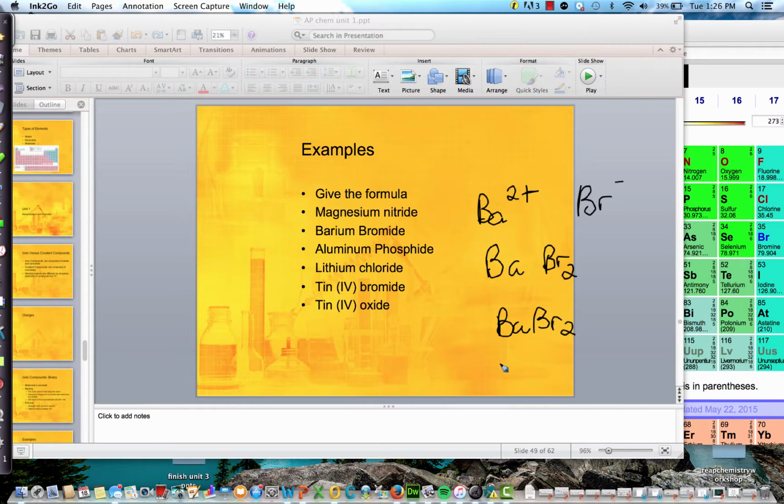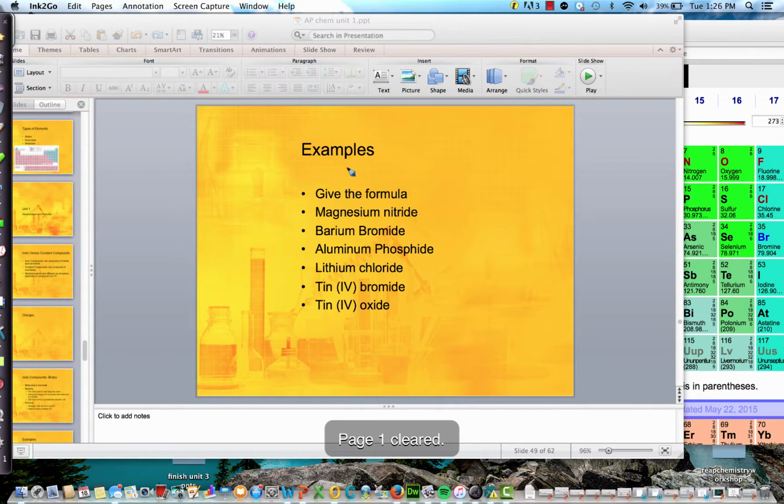Now, let me just show you one more time why it works. Barium's a +2, and there's only 1 of those. Bromine is a -1, and there are 2 of those. So -1 times 2 would give me -2, and then I have a +2 right here. So +2 minus 2 is 0, it's good.